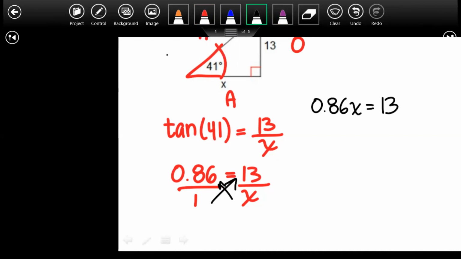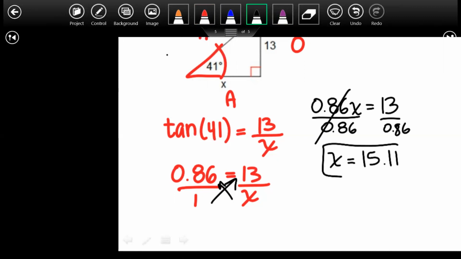So I'm going to do what? Divide by 0.86 on both sides. x is going to be equal, because we have our 0.86 crossing out, is going to be what? 15.11. Easy, right?